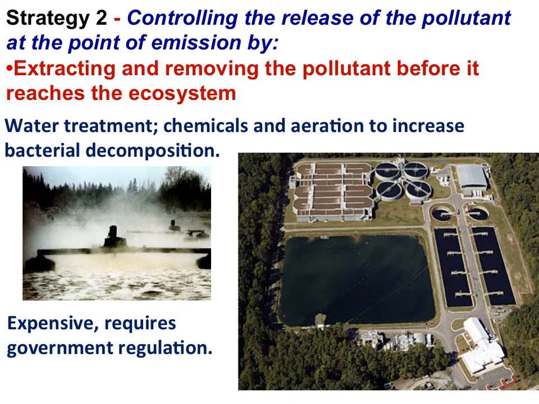Here's another example of strategy 2. In these images, we have a water treatment facility where chemicals and aeration are used to increase the bacterial decomposition, which reduces the water pollution before the water is released out to the environment. Now, we can evaluate this. It's expensive, requires government oversight, and in some cases, the environment has already suffered degradation.